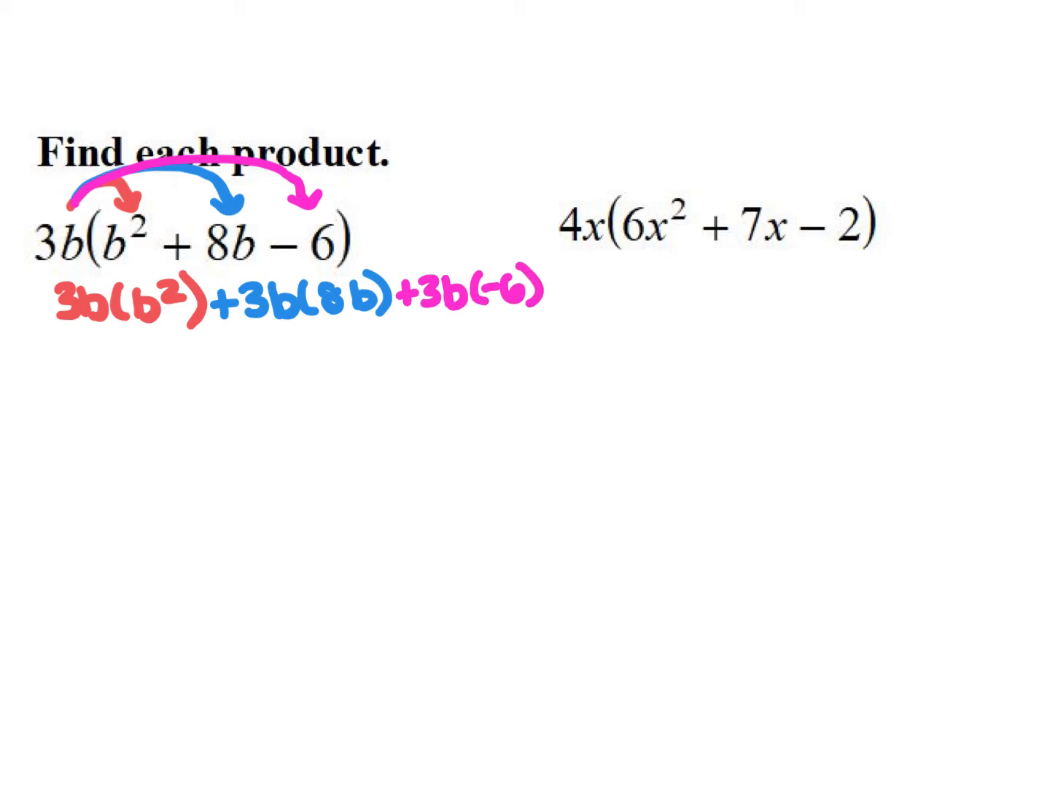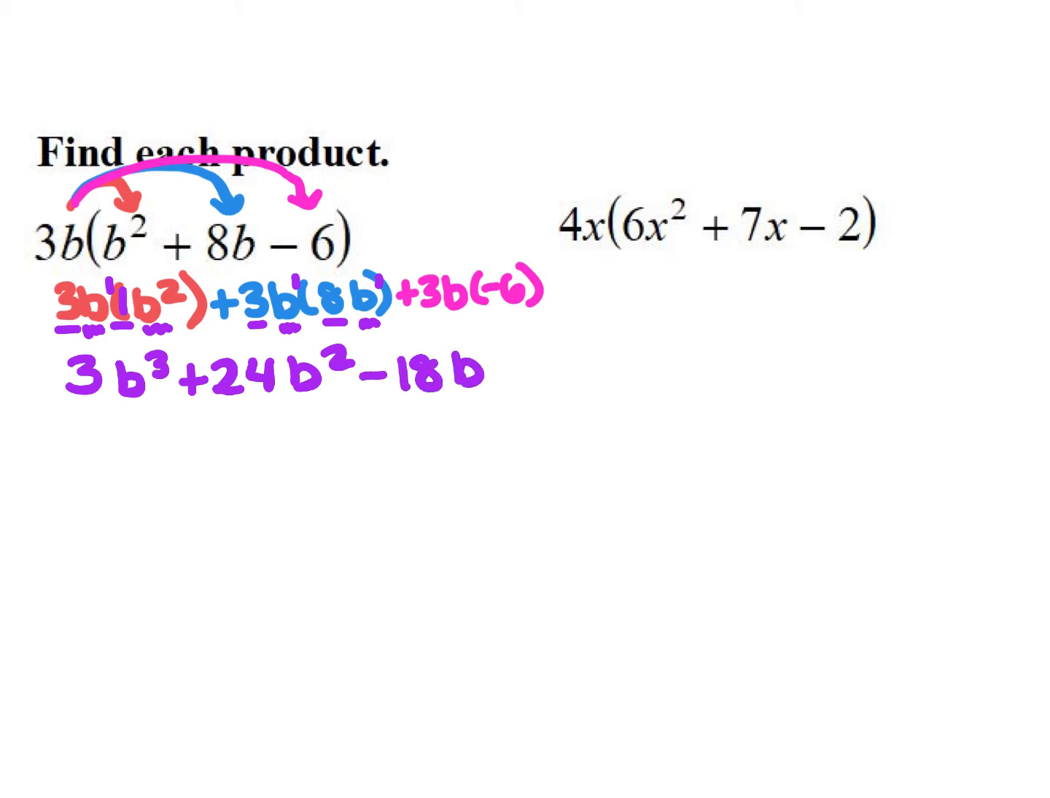Now when I simplify that, this is really a 1b. So 3 times 1 gives me 3. And this is b to the first. So b to the first and b squared, I have 1b and 2b's, becomes b to the third. Then I can multiply the 3 times the 8. So 3 times 8 becomes 24. And b times b, these are really just 1b each, so it's b squared. And then lastly, I multiply the 3 times negative 6, so it's minus 18b as our final answer.